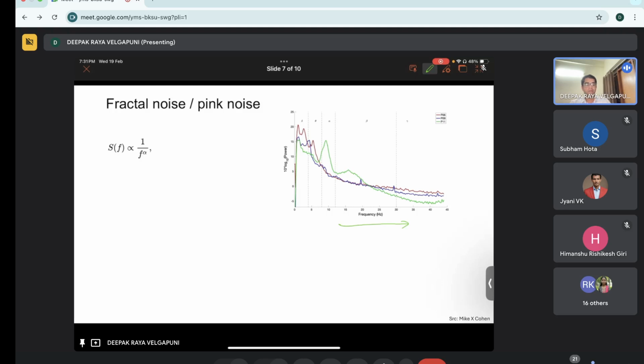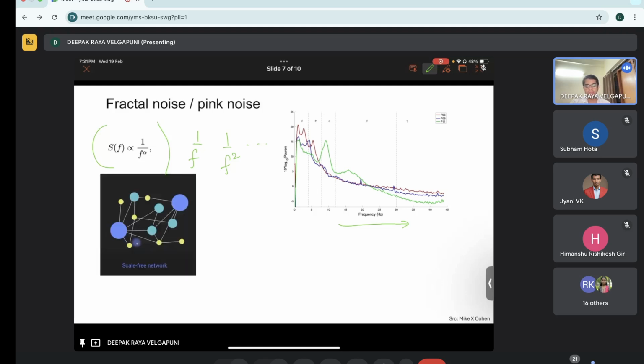So this is also called 1/f noise, and in EEG we say 1/f, but in ideal scenarios it is 1/f to the power alpha. It can be any power of f. So it can be 1/f noise or 1/f squared noise, and so on. Why this happens, we'll take a small toy example. This noise also happens because of a phenomenon called scale-free network or scale-free dynamics.